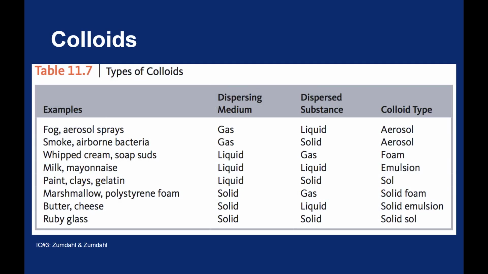Colloids come in all sorts of different phases. You could suspend gases and liquids or gases and solids. You could suspend liquids and gases. You can suspend liquids and liquids. You can suspend liquids and solids, and so on. All of these are different examples of colloids.